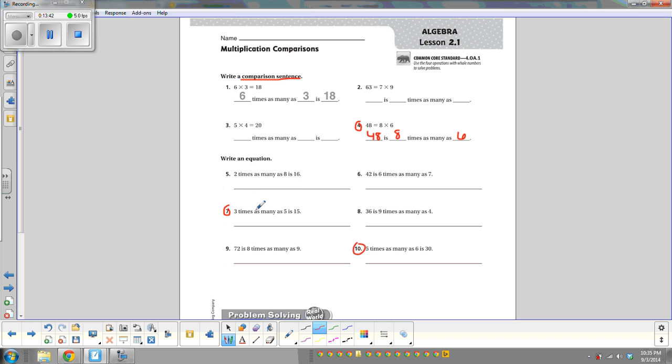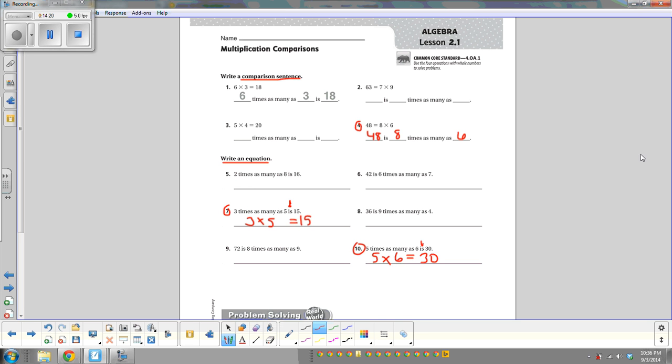All right? This one, they want us to write an equation. 3 times as many as 5 is 15. Here's my is, easiest thing to look for. So I know is going to equal. So let's put 15 on the other side of that equal sign. So 3 times, that tells me to do my multiplication sign, and 5. And then here's my is. So we got 5 times, which tells me to do the multiplication sign, as many as 6 is, tells me to do my equal sign, and 30.